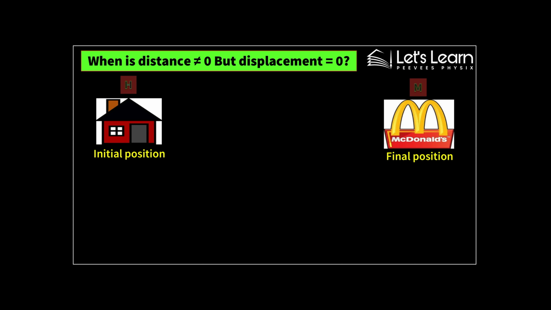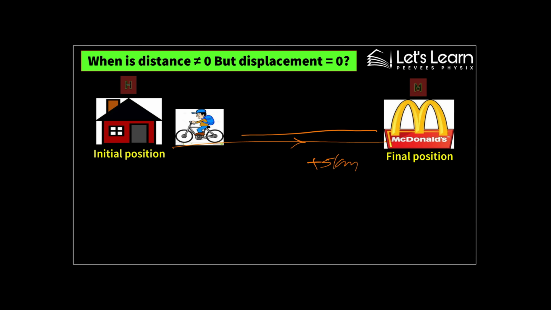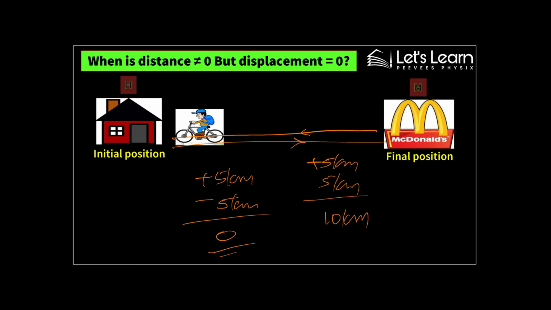Now, when is distance not equal to 0, but displacement is equal to 0? Look at the situation. You start bicycling from your house all the way to the McDonald's shop. This is 5 km distance traveled. Displacement is plus 5 km, which tells you 5 km towards right. Then he returns back home. Distance traveled is another 5 km. So total distance traveled will be 10 km. But what about the displacement? You remember, plus 5 km. When he came back, left, minus 5 km. So the total displacement is 0. So when will you have 0 displacement? When you come back to the same point, the displacement will be 0.